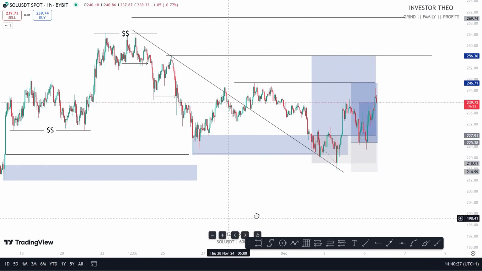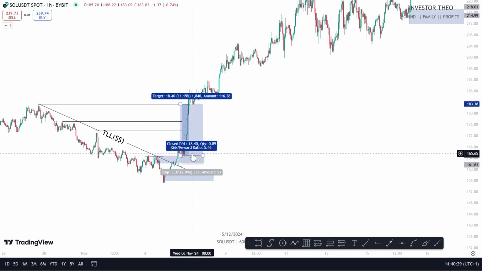It didn't work out here, you missed 1R. It worked out here, you gained 5R. So you can see how clean the market is.